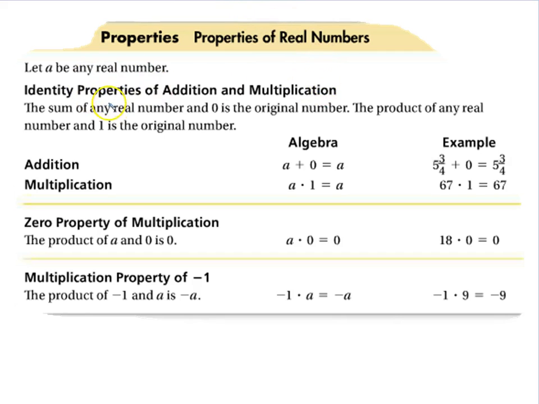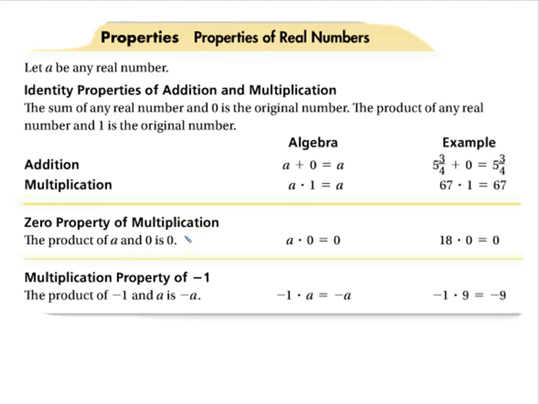We've got the identity properties. An identity property is like looking in the mirror. What do I have to add to a number to get that same number back? Obviously, the answer to that is 0. What do I multiply a number by to get that same number back? The answer would be 1. So a times 1 equals a, a plus 0 equals a. You can see the examples.